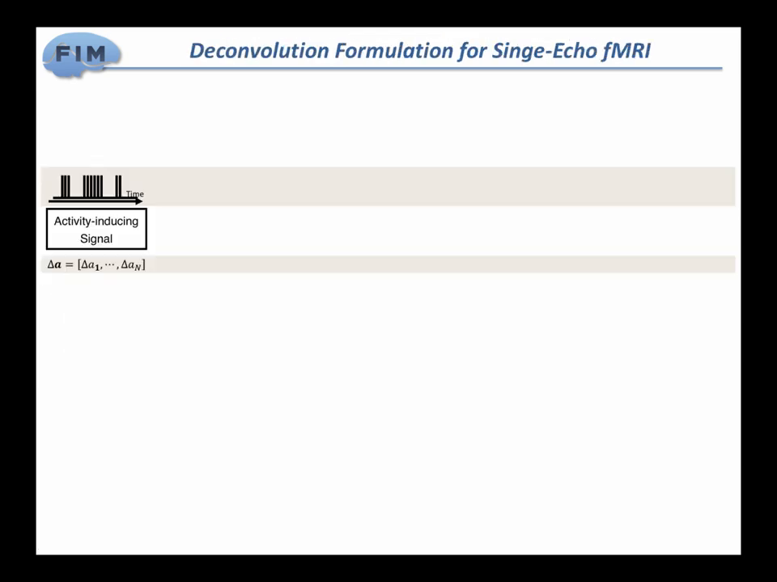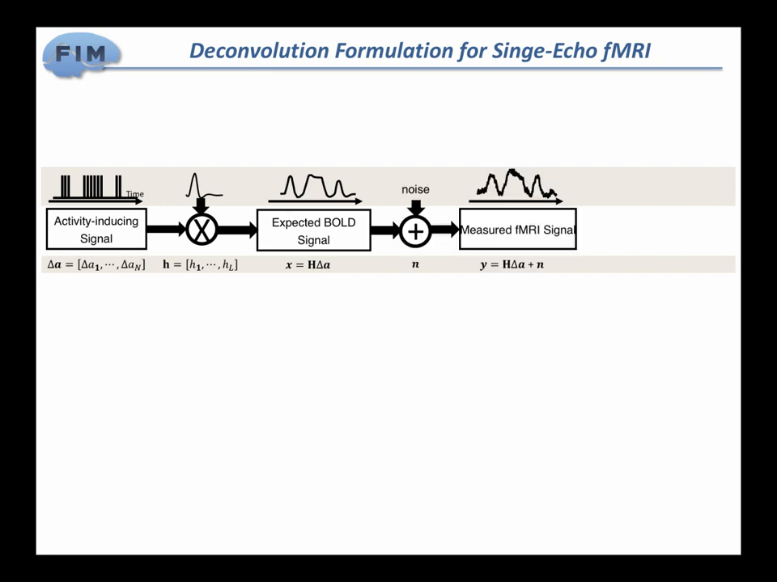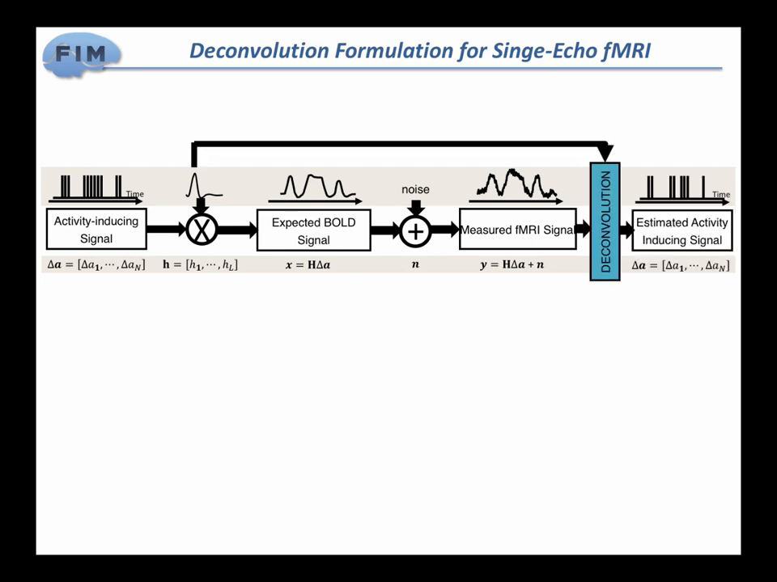We built on top of original formulations that are not for multi-echo. So we think that we have our activity-inducing signal that gets convolved with a hemodynamic response, and that will give us our expected BOLD signal that we measure. Unfortunately, our scanners are not only sensitive to the BOLD signal, but to many other things. So what we always obtain is a noisy measure that contains the BOLD signal and other things. And what the deconvolution methods try to do is to estimate back the activity-inducing signal just by taking into account our noisy measurement and the hemodynamic response model.